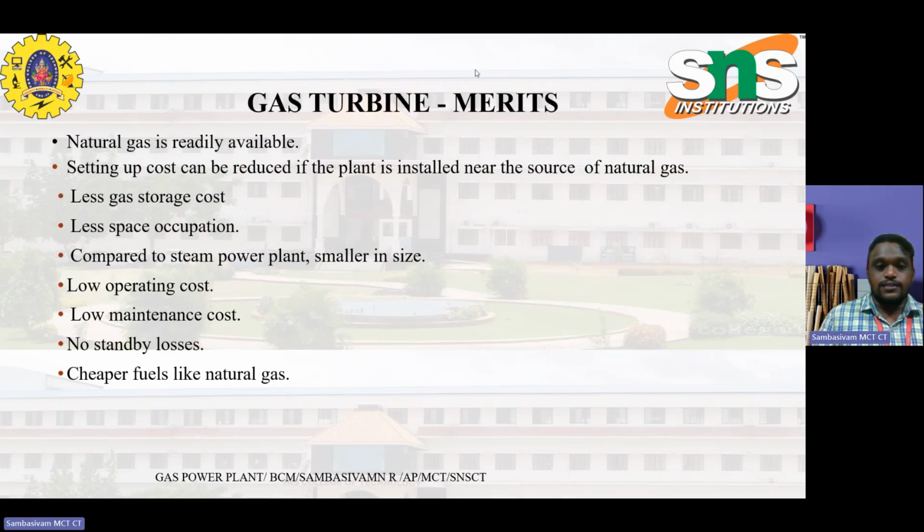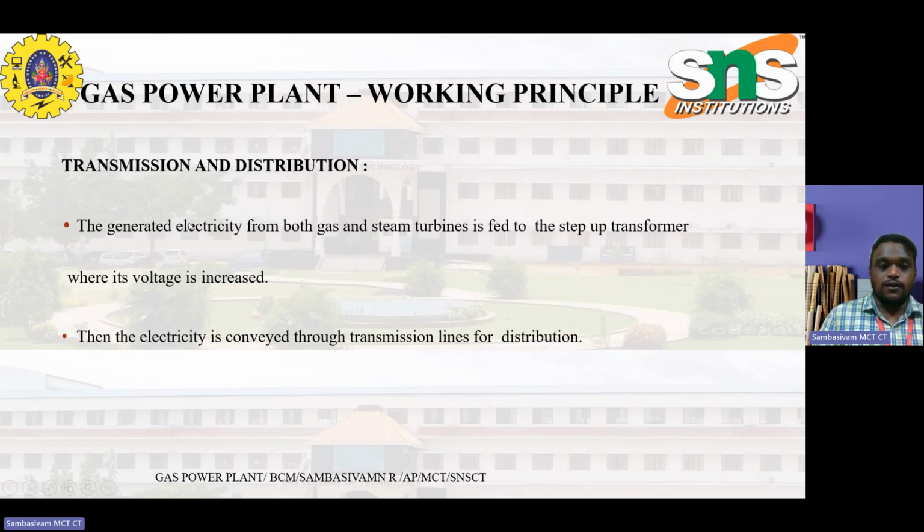When the gas power plant is compared to the other power plants, the most important thing is its high power output value. It is 60 to 70 percent increased power when we compare it with steam power plants.